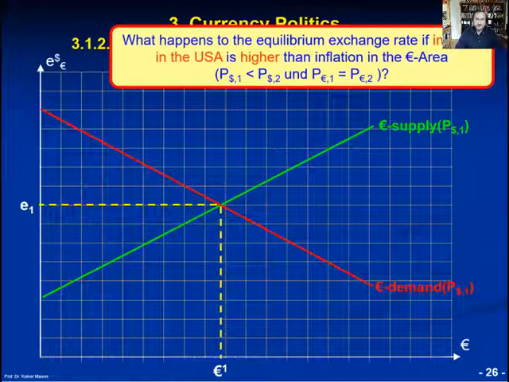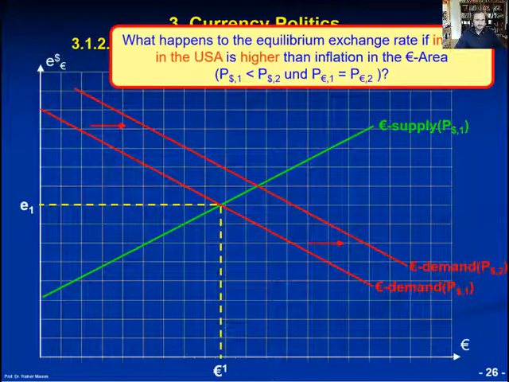Prices for goods do not appear on the x-axis. Hence, these prices are shift parameters. If goods in the USA become more expensive, Americans will try to buy more goods in the euro area, where prices are now cheaper. Consequently, the demand curve for euro shifts upward or to the right if the prices in the US get higher.